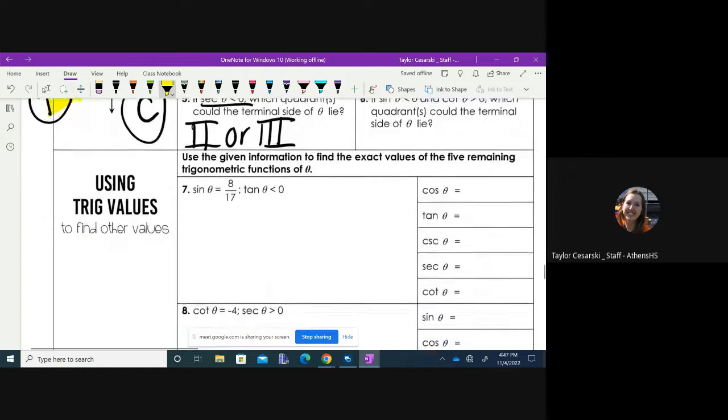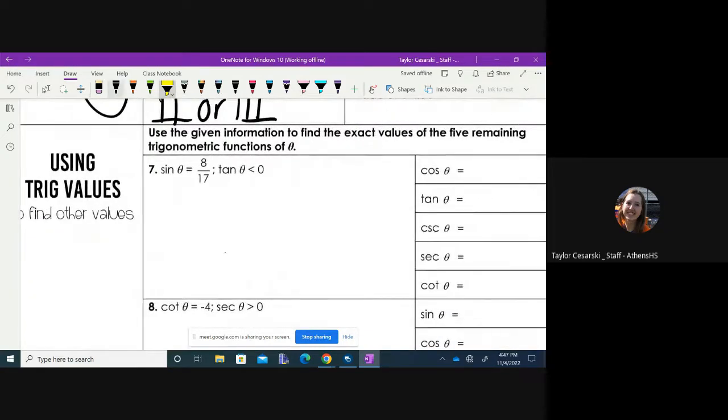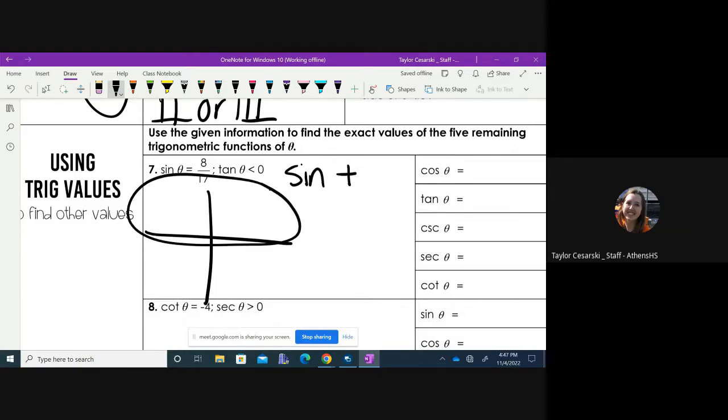All right, and we're going to do one more example here. All right, so in number 7, sine of theta is 8/17, and tangent is negative. So that means sine is positive. Sine is positive here and here, and this is how I would recommend you do it. So sine is positive in quadrant 1 and quadrant 2, but tangent is negative, okay? Well, tangent is negative here and here, quadrants 2 and 4. Well, we need both those statements to be true, so that means that that's going to happen in quadrant 2. Because quadrant 1 doesn't work because tangent's positive, quadrant 4 doesn't work because sine is negative.